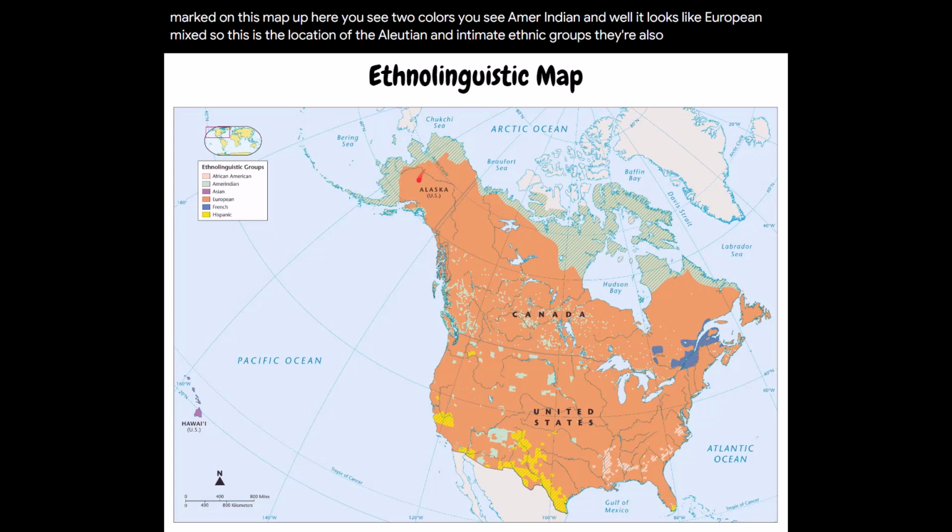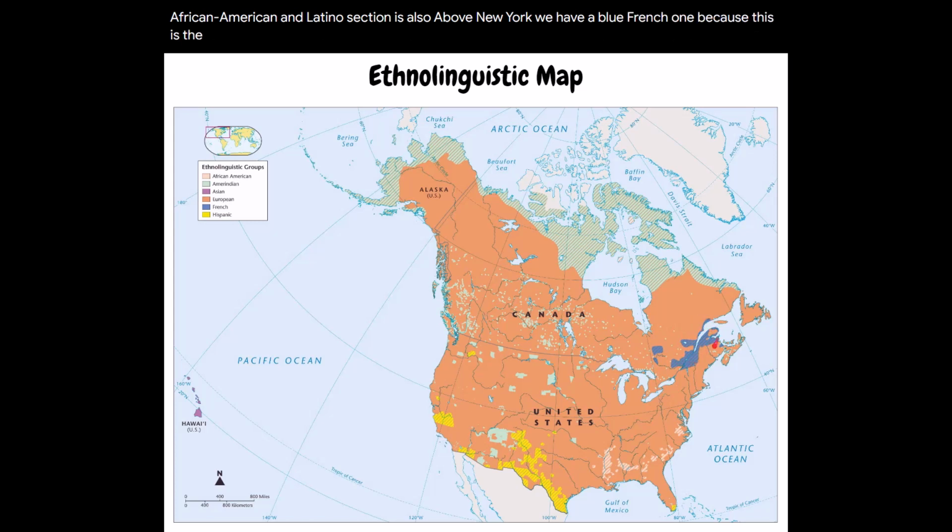There are also some white people living up here as well, not so much as the Amerindians. You can also notice that the African American and Latino section is also hashed. And then over here above New York, we have a blue French one because this is the historic lands of the Quebecois, the French Canadian people.